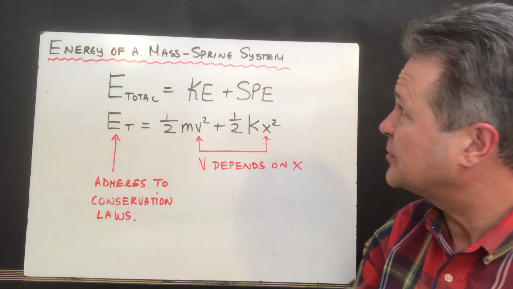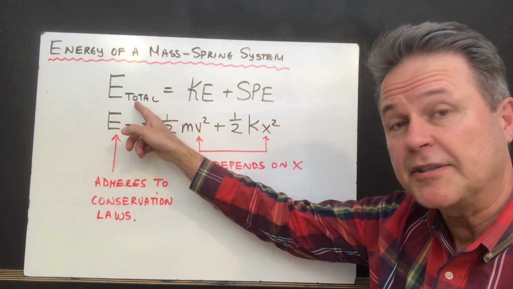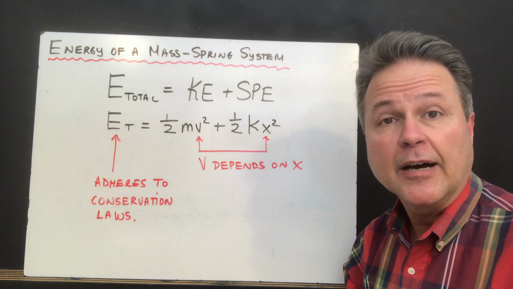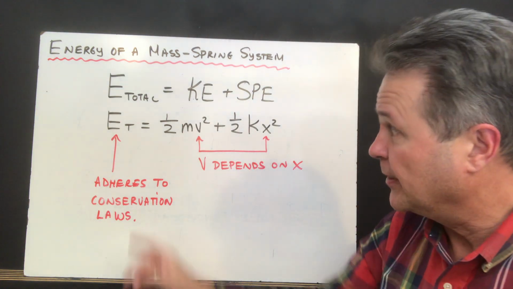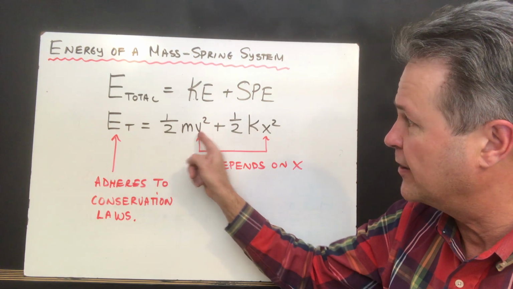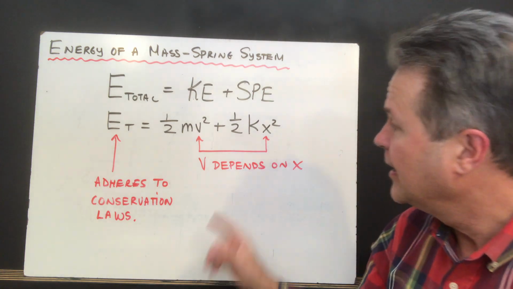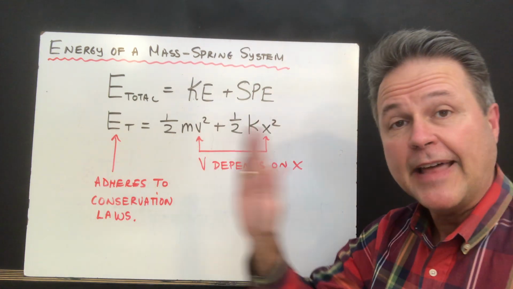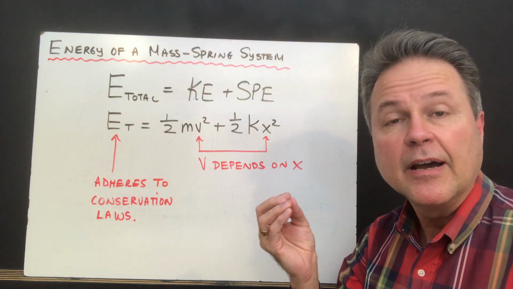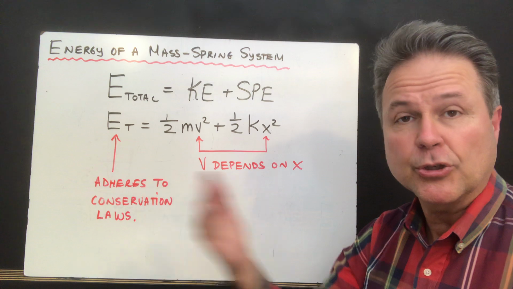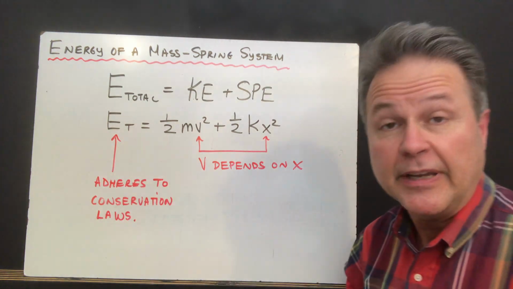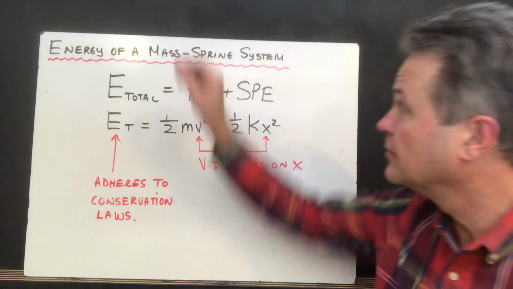So the energy of a mass spring system, the total energy in the system, is just the combination of kinetic energy and the stored potential energy, or the spring potential energy. So the total energy of the mass spring system is equal to 1/2 mv squared plus 1/2 kx squared, and the velocity of that oscillation depends on x. So it depends on where the mass is located in its travels between the two extremes. Now the total energy, of course, is going to adhere to all conservation laws.